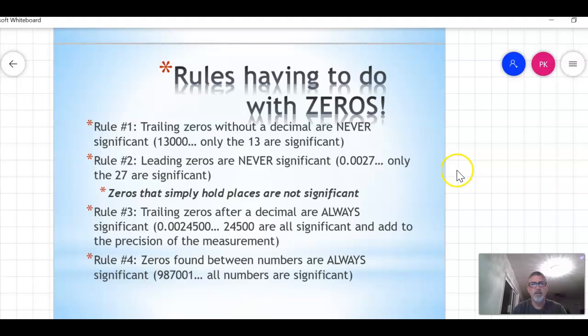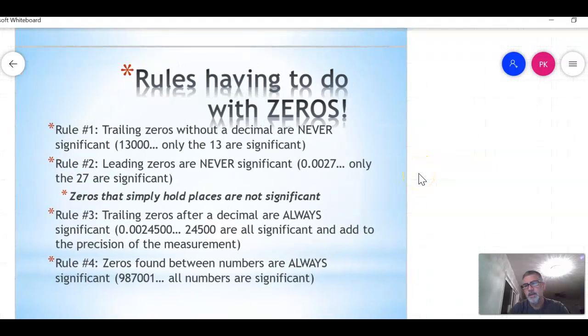So let's figure out how to work with numbers. Because oftentimes we've been taught how to manipulate numbers, but not taught what numbers are. So numbers refer to real measurements. Right, so rules having to do with zeros. It all starts with this. Our first rule, trailing zeros are never significant. They just hold a place. So 13,000 here, these zeros are not considered significant. So we could say that this has 2 significant digits.